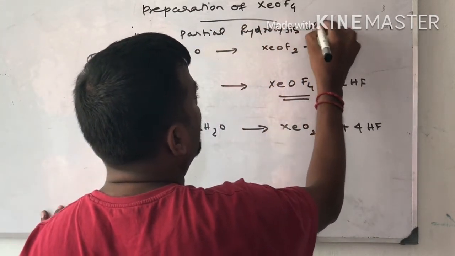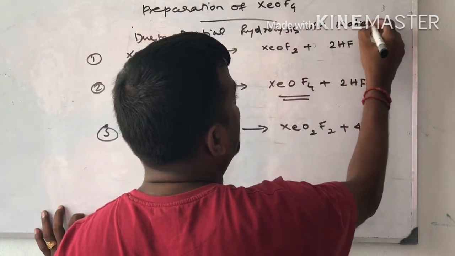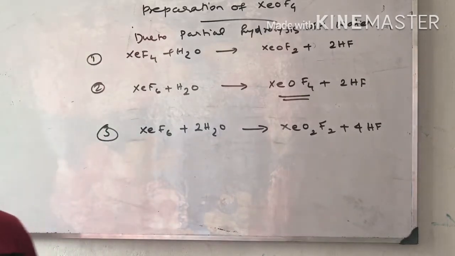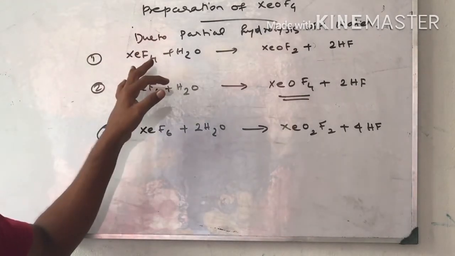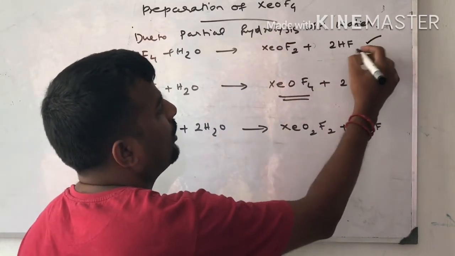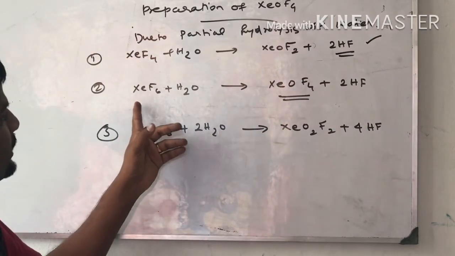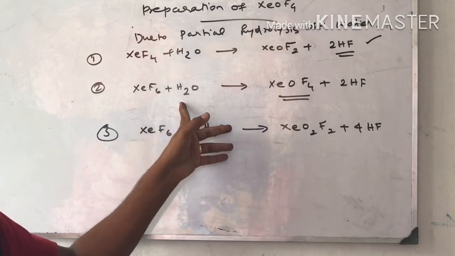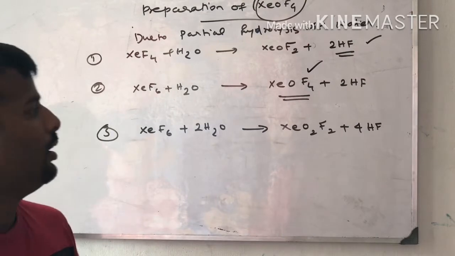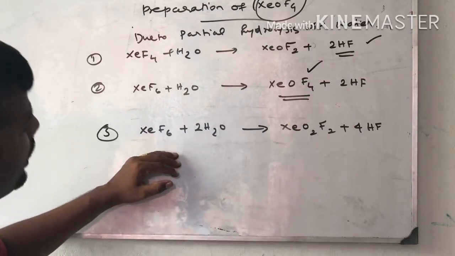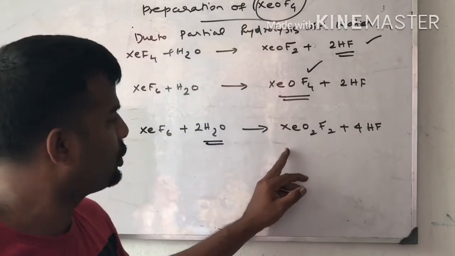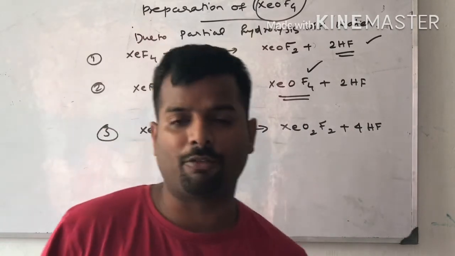So these compounds are formed by the partial hydrolysis with water. Water plus XeF4 gives XeOF2 plus 2HF. It is a weak acid. Then XeF6 plus H2O gives XeOF4. In this way we have prepared our compound. Next, xenon hexafluoride reacts with 2 molecules of water. It will give xenon dioxy difluoride.